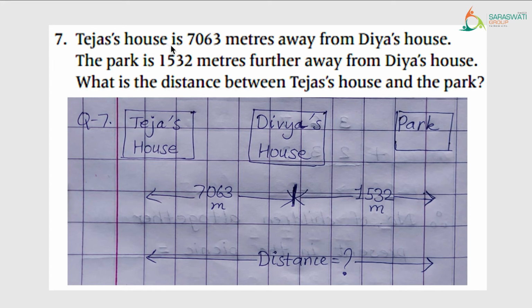Teja's house is 7,063 meters away from Divya's house. The park is 1,532 meters further away from Divya's house. So students, यहाँ पे क्या दिया है कि Teja's house जो है और Divya's house जो है उनके बीच में 7,063 meters इतनी distance है.